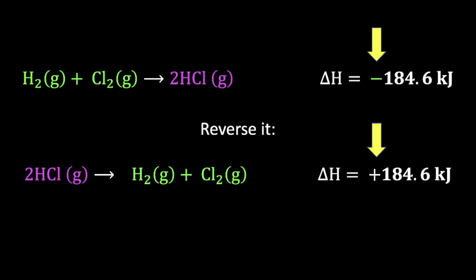We can see this in these two reactions here. Notice that when we take the top reaction and we reverse it, the sign of delta H also reverses. It becomes the opposite. However, the changes in enthalpy are still the same magnitude. They are just opposite in sign. Let's see some examples of Hess's law in action.